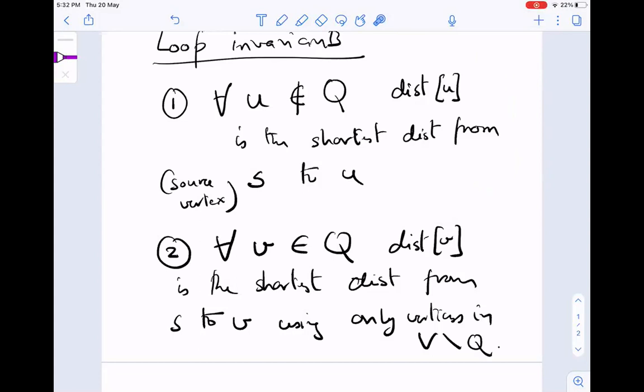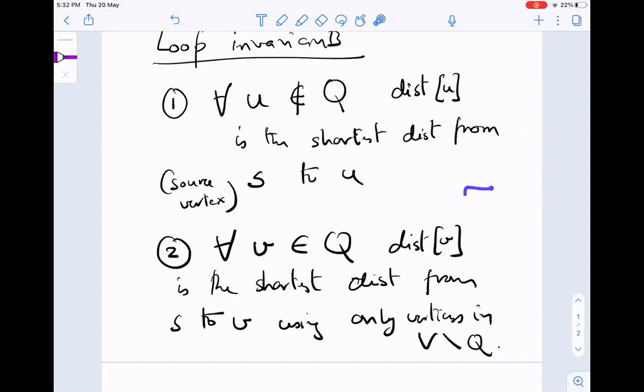Because, sir, whenever we are moving to some other vertex, we are calculating the distance with the help of this distance only. I mean to say, we are taking the minimum of all the distances. If U is the vertex, then we are taking the neighbors of U, and then we are calculating the minimum of all those distances. So that is for this one.